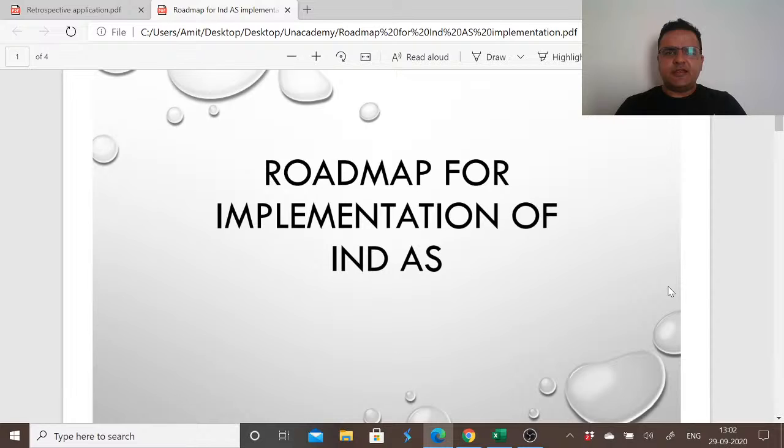Ind AS 8, the effect of applying the effect retrospectively, that is how the retrospective application is done. And we'll also discuss the roadmap for Ind AS implementation. Retrospective application has a role to play in Ind AS implementation, which is the reason we'll be discussing them together: what is retrospective application and how do we apply the effect retrospectively.